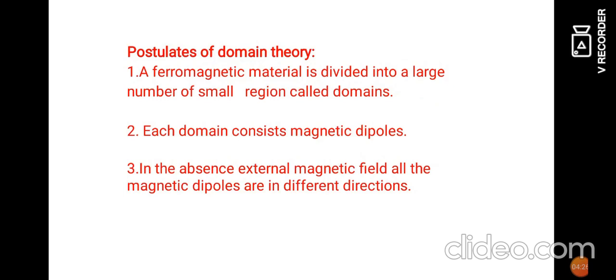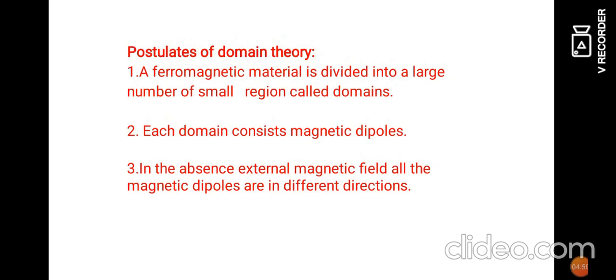Now let us see the postulates of domain theory. The first point: a ferromagnetic material is divided into a large number of small regions called domains. Each domain consists of magnetic dipoles. The second point: each and every magnetic domain is separated by a small wall. It is called the domain boundary or domain wall.